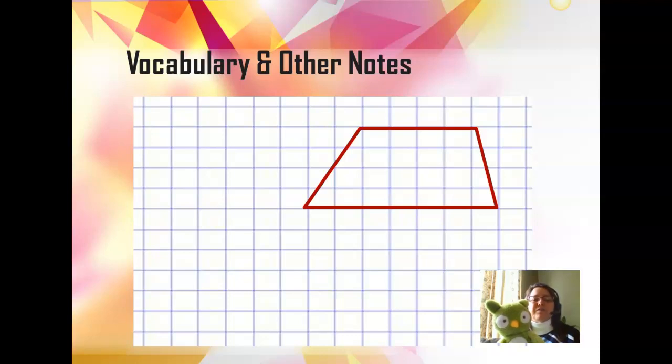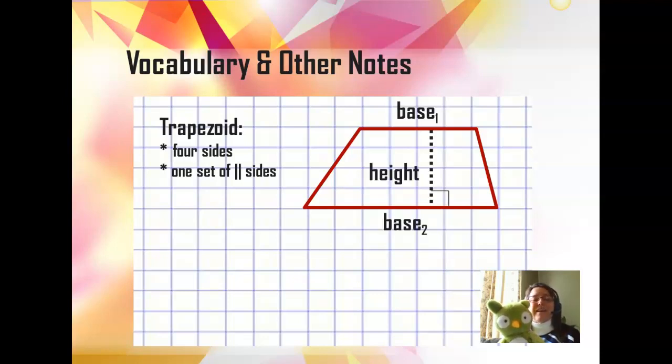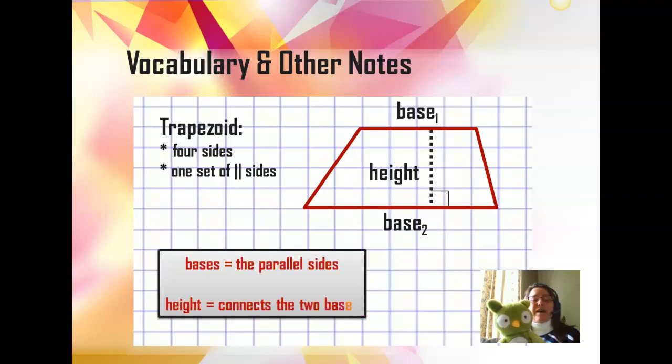A trapezoid is a four-sided figure, so it is part of the family of quadrilaterals. A trapezoid is a special quadrilateral because it always has one set of parallel sides. The parallel sides are called the bases, and we mark them as base 1 and base 2. A trapezoid also has a height that connects the two bases.